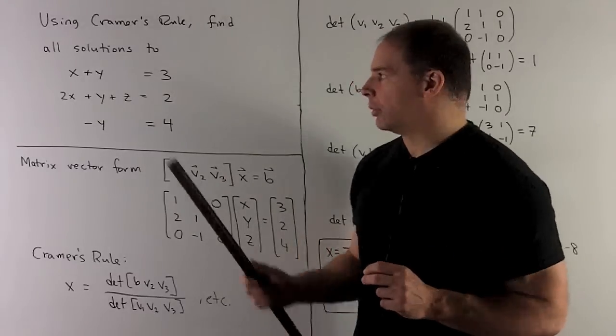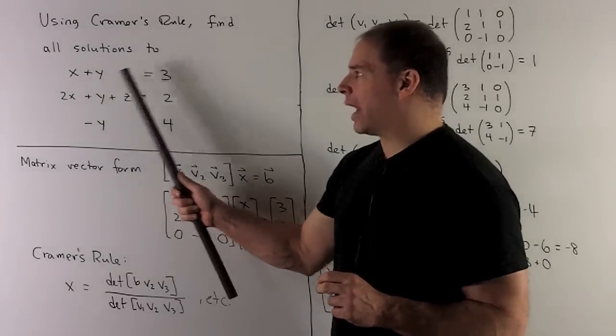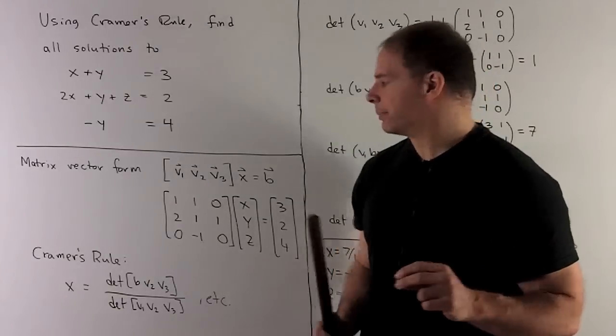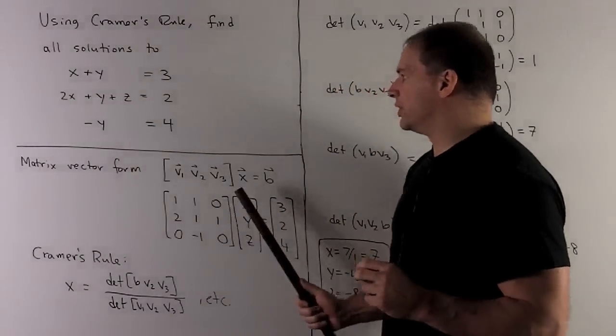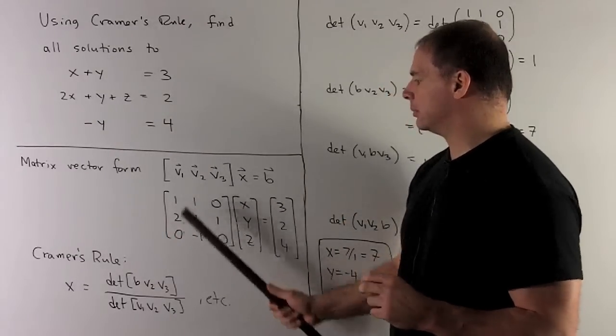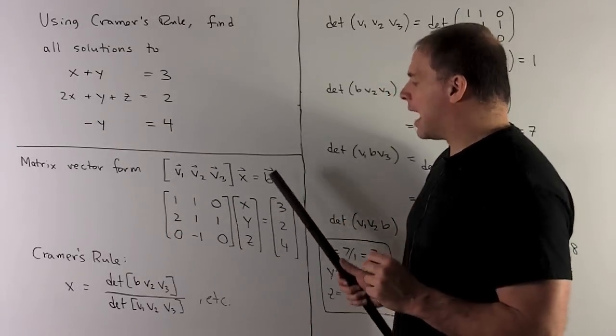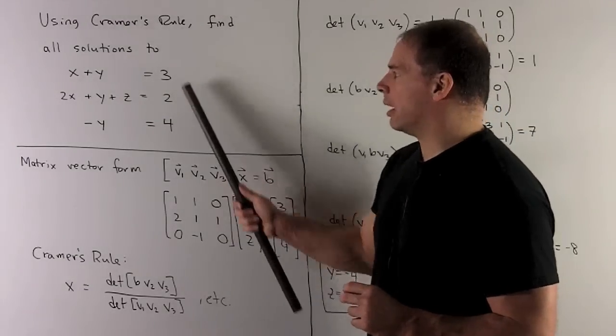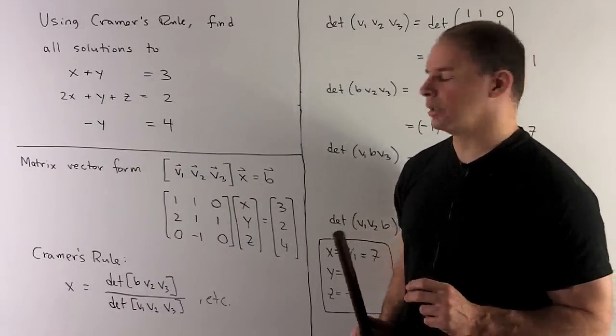So I'm going to peel the coefficients off of x, y, and z of each equation. That's going to give us a row of our matrix. So we'll get 1, 1, 0, 2, 1, 1, and 0, minus 1, 0. Then we'll have a column vector of unknowns and a column vector of the constant terms from the right-hand side.